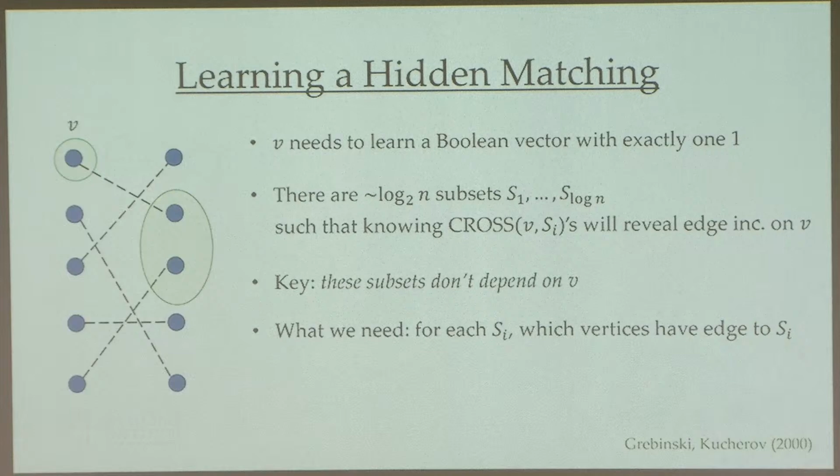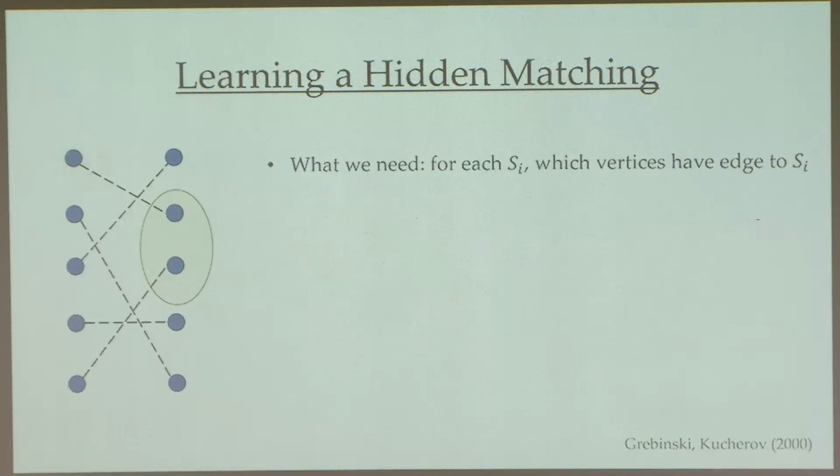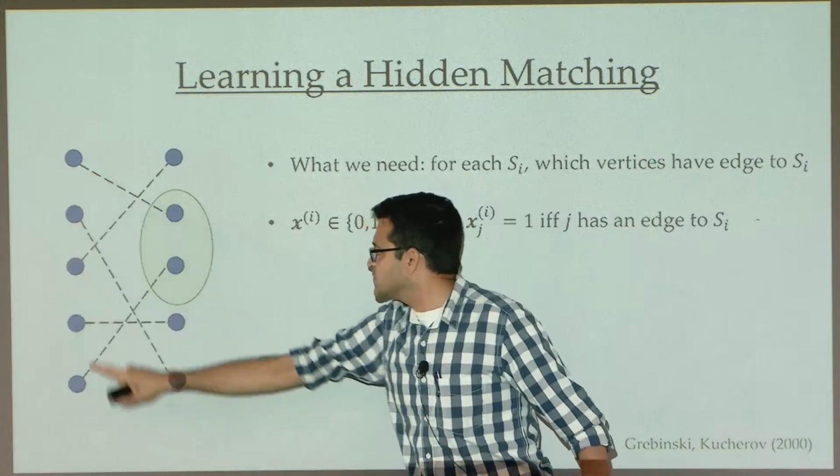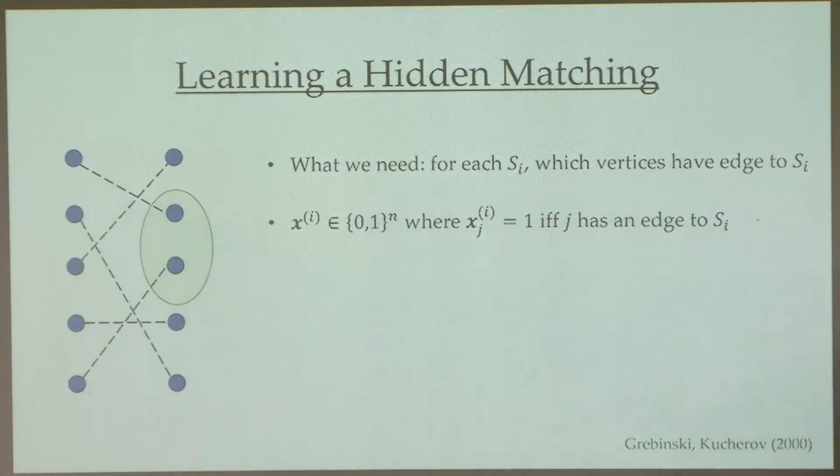Now fix a subset Si on the right. What do we need? We need to find its neighbors on the left. So think of it as a vector learning problem. There's a vector X, now indexed by the left vertices, where the jth entry is 1 if the jth vertex has an edge to this subset Si. So for example, in this case, the vector is 1, 0, 0, 0, 1. I want to learn this vector.